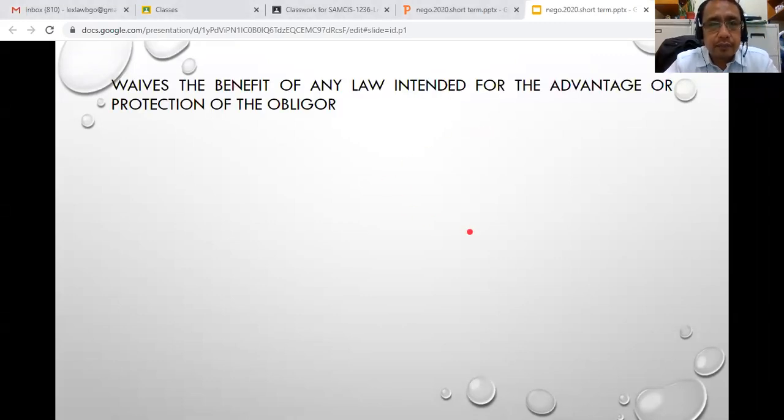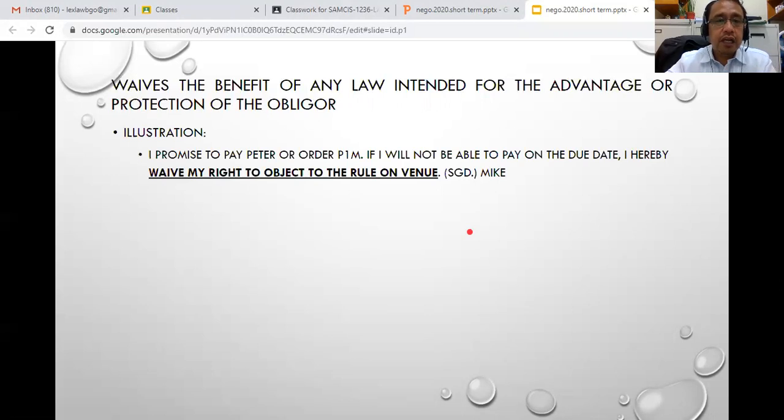The third one would be: waives the benefit of any law intended for the advantage or protection of the obligor. So in this situation, besides the payment of money, the maker or the acceptor is now being required to perform an act of waiver of a law which was designed for the protection or advantage of the obligor. The obligor being referred to here is the maker or the acceptor himself, the person primarily liable.